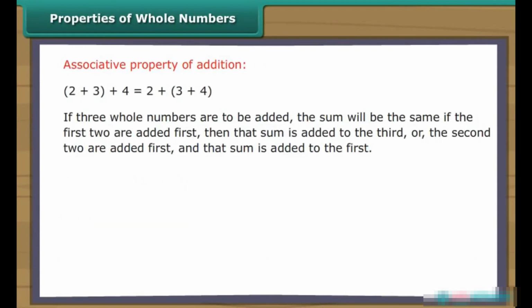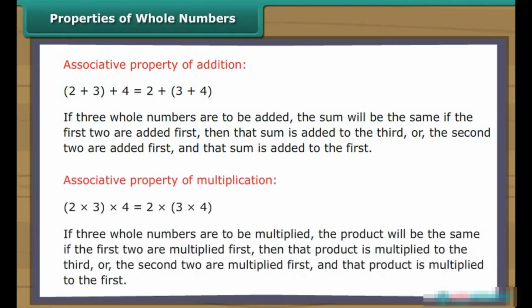If 3 whole numbers are to be added, the sum will be the same if the first 2 are added first, then the sum is added to the third, or the second 2 are added first, and that sum is added to the first. If 3 whole numbers are to be multiplied, the product will be the same if the first 2 are multiplied first, then the product is multiplied to the third, or the second 2 are multiplied first and that product is multiplied to the first.